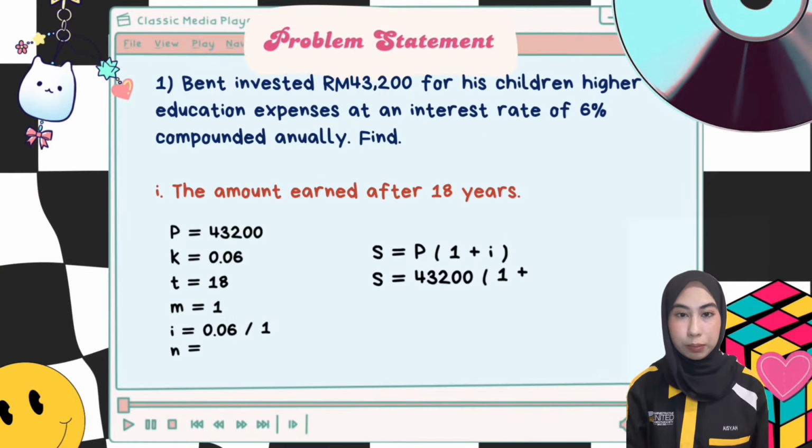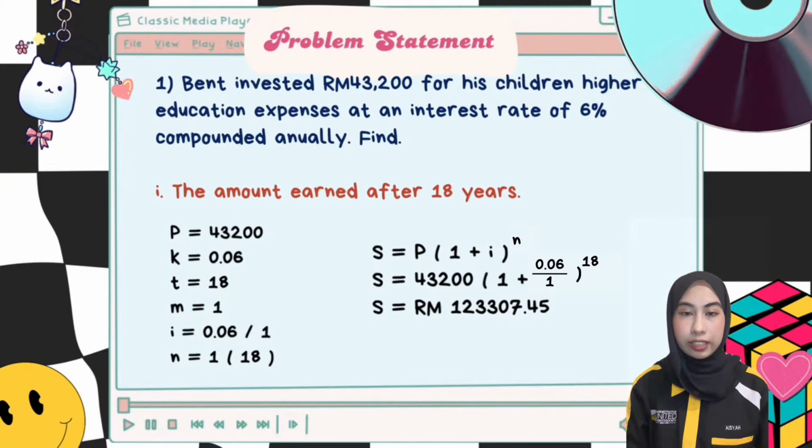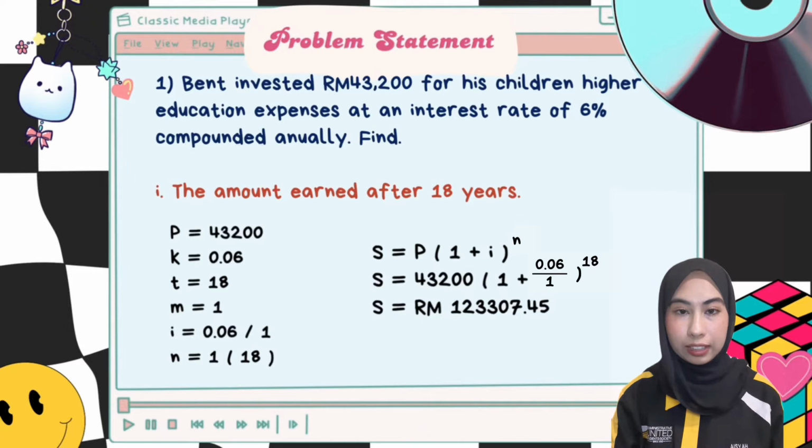The next one is the problem statement of compound interest. The case is Ben invested 43,200 for his children's higher education expense at an interest rate of 6% compounded annually. We need to find the amount earned after 18 years by using the formula S = P(1 + i)^n. So now we have to find S. P equals 43,200, K equals 6% or 0.06, t equals 18, m equals 1, i equals 0.06 divided by 1, and n equals 18.